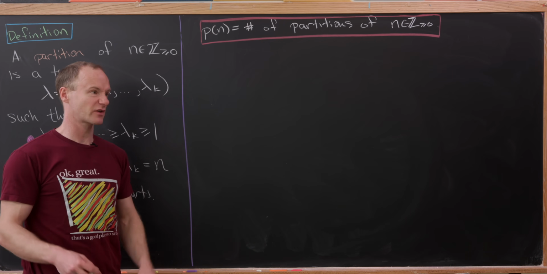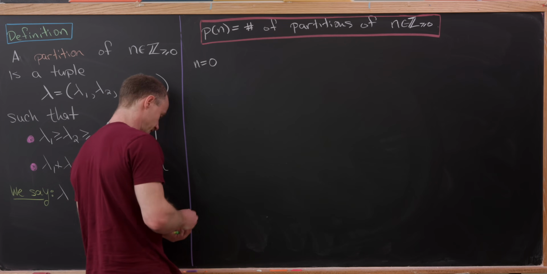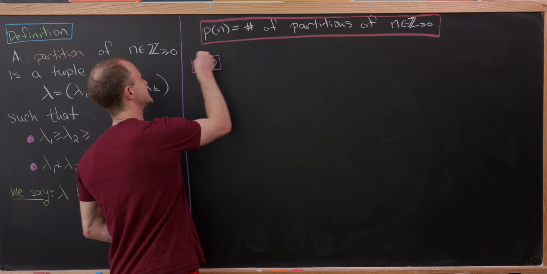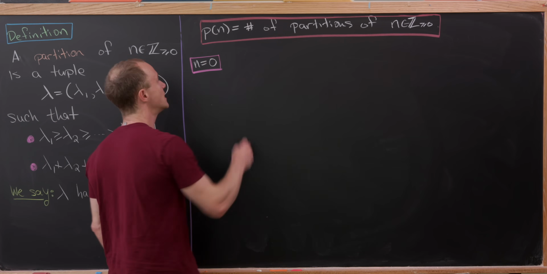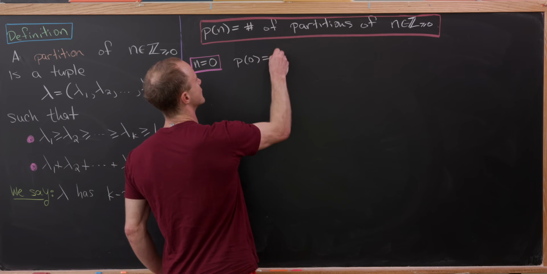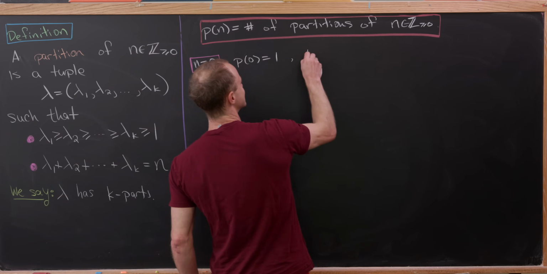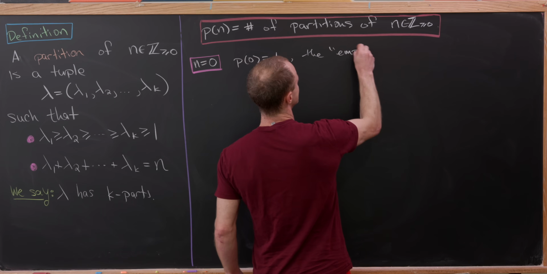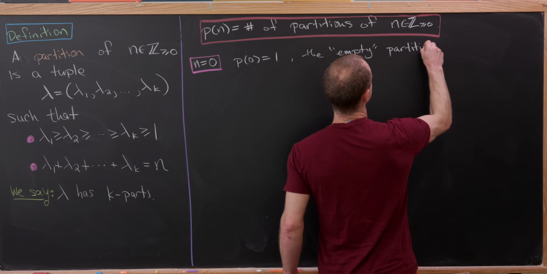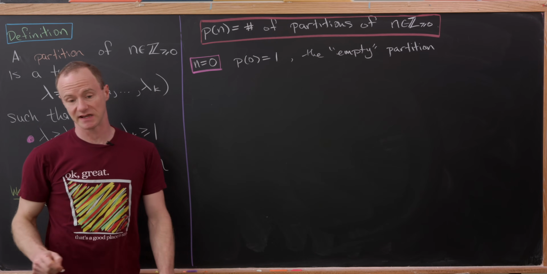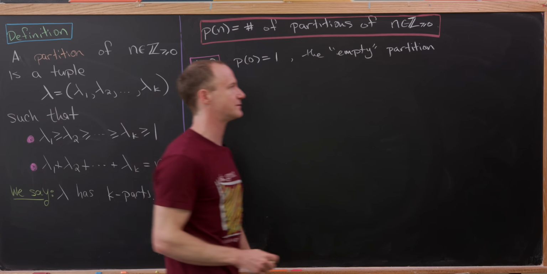So let's by hand calculate a couple of the first values of P, starting with n equals 0. Now, you might say, well, there should be 0 partitions of 0, but in fact, we take P of 0 to be equal to 1. And we think about this as the empty partition. Like there is a single set with 0 elements, the empty set. Well, there is a single partition of the number 0. It is called the empty partition.